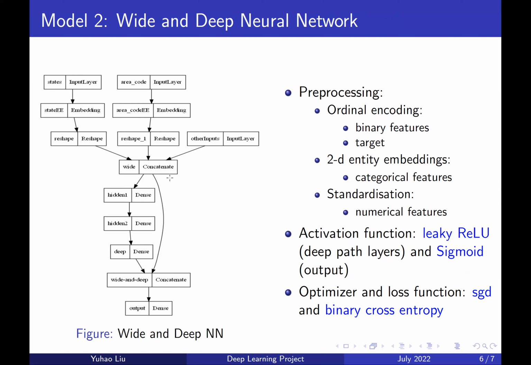The activation functions used in the layers in the deep paths are leaky ReLU, and sigmoid is used in the output layer. And different from the first model, the SGD optimizer is used for training in this model.